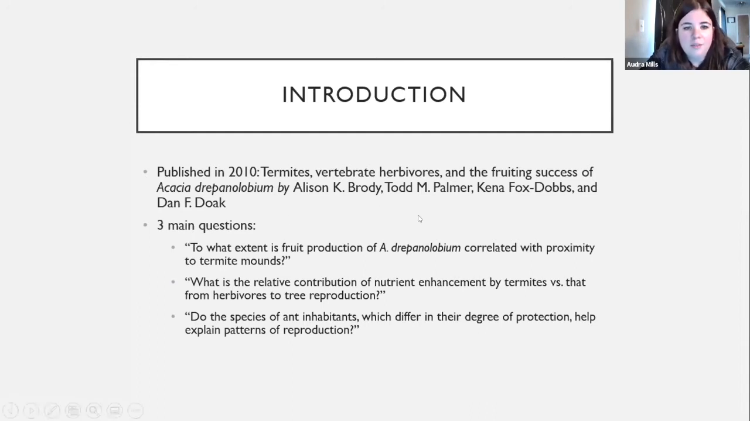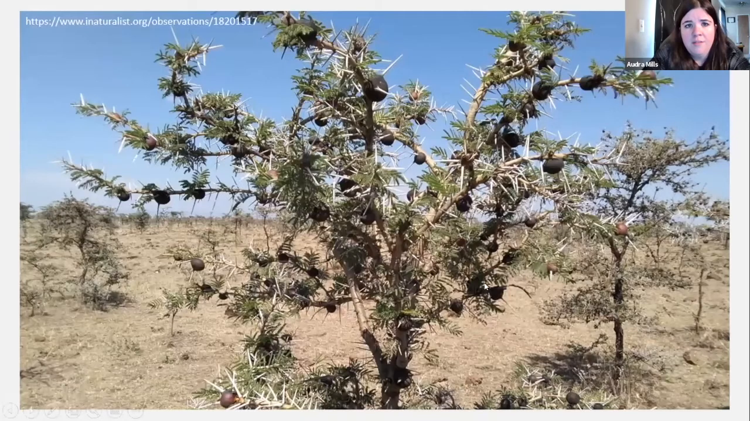The first question was, to what extent is fruit production of the acacia tree correlated with proximity to termite mounds? The second was, what is the relative contribution of nutrient enhancement by termites versus that from herbivores to tree reproduction? And the third question was, do the species of ant inhabitants, which differ in their degree of protection, help explain patterns of reproduction?